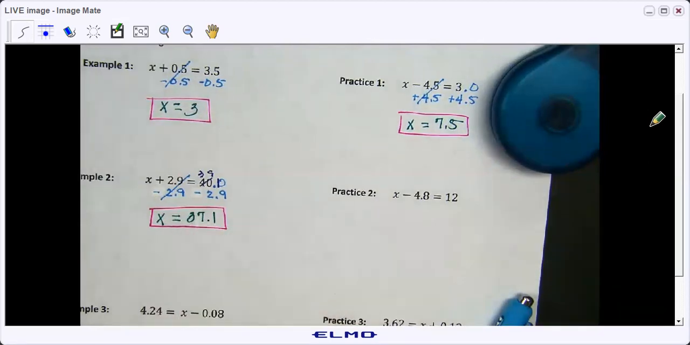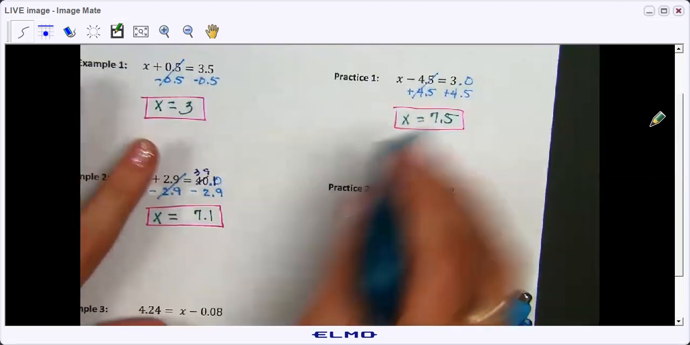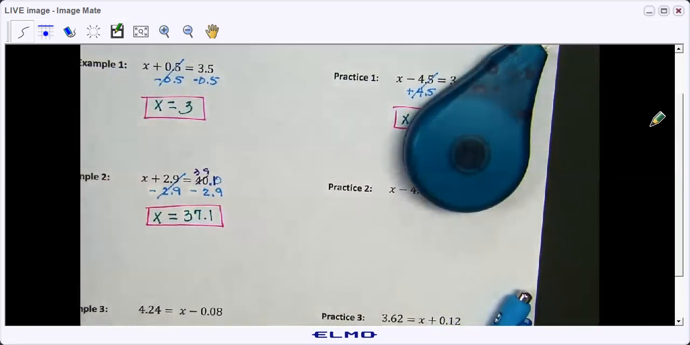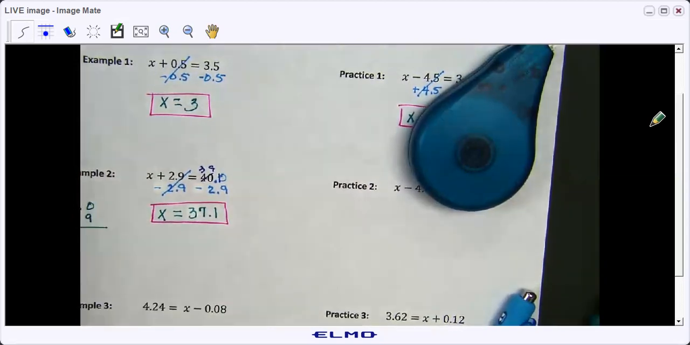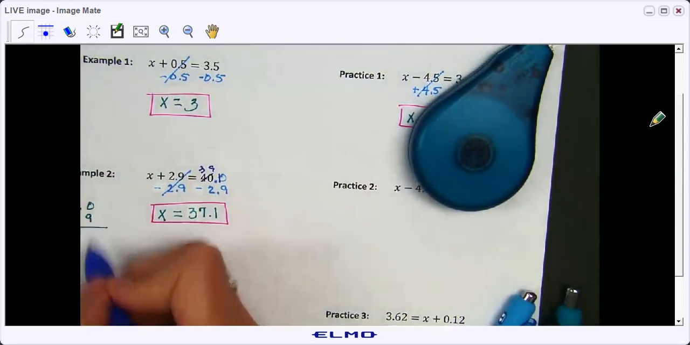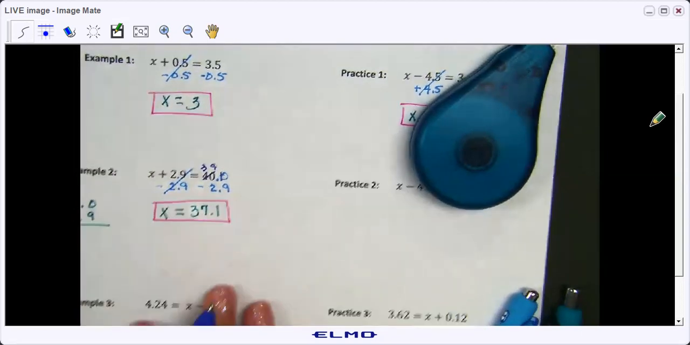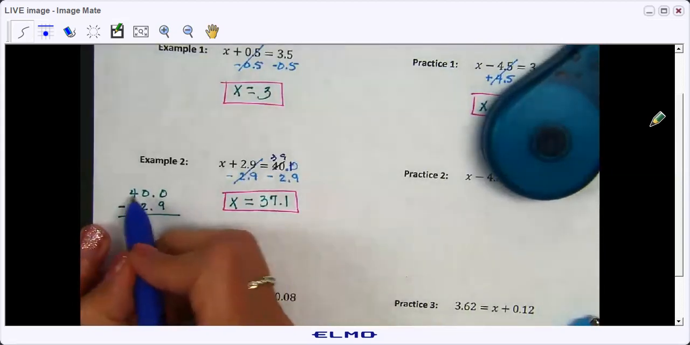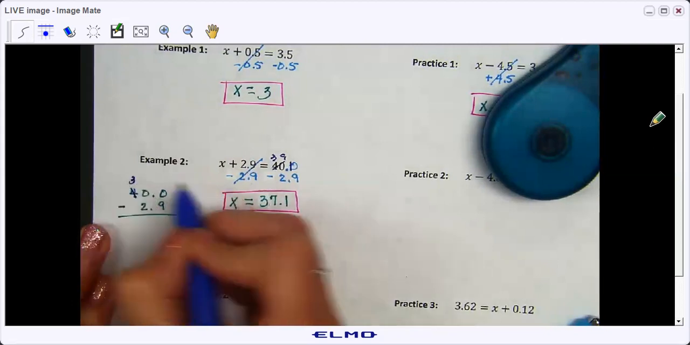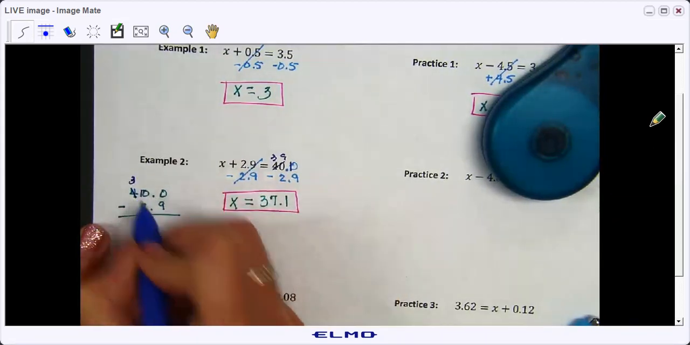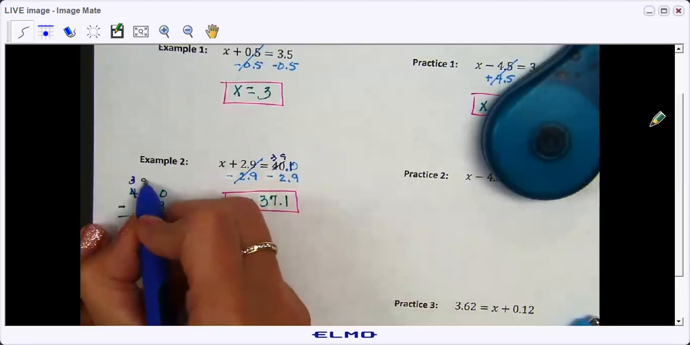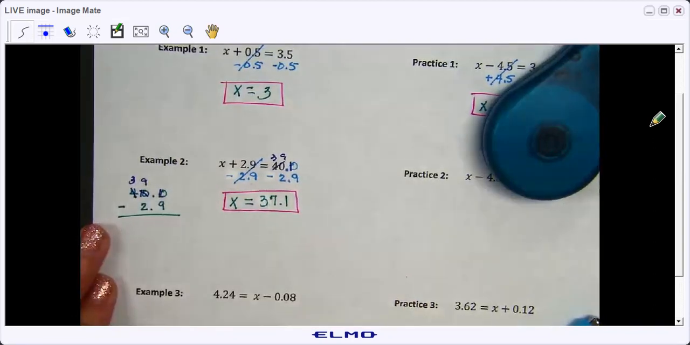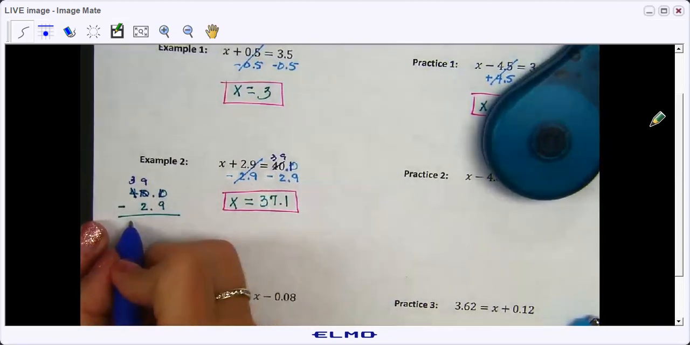Oh, is that not clear? Okay, I'll go slower with that. Hold on just a second. So if I have 40.0 minus 2.9, I have to borrow to make this a 10 so I can actually subtract, but I can't borrow from a 0. So I borrow from my 4 and I make that a 3. And this becomes a 10. I still need to borrow to make this a 10. So I borrow from the 10 and I make it a 9 and this becomes a 10. Okay. So then I can subtract and I get 37.1.